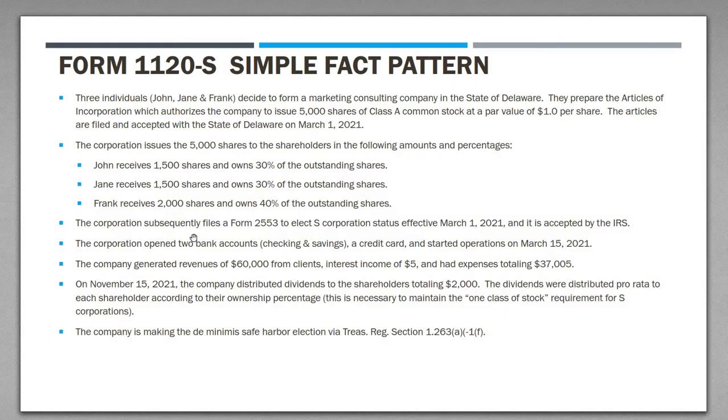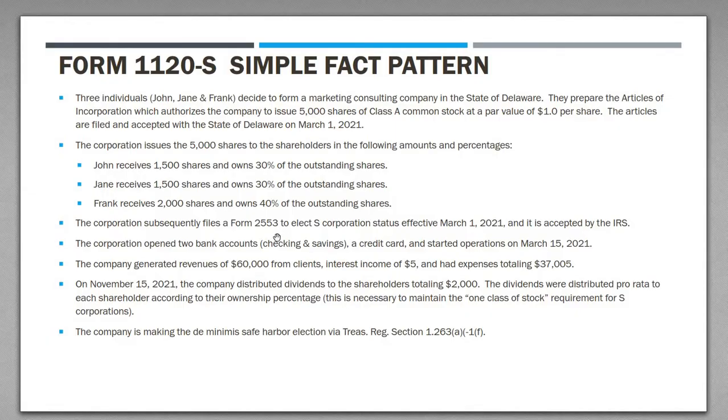Then the company files the S election. So Form 2553 is filed to elect S Corp status, right? Because remember, this is by default a C corporation upon the initial filings, and then they decide to file the S election afterwards, and they request an effective date of March 1st, 2021. So they want the S election to be effective the very same date the entity was formed, which is typical. The IRS receives it, they accept it, so they're good to go there.